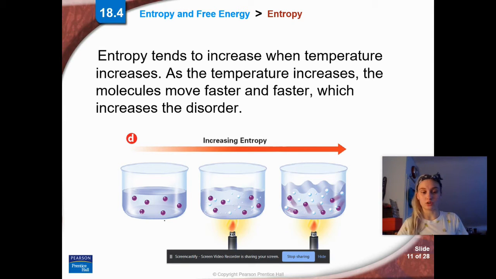So here we have just straight room temp water. It kind of has some disorder. As we heat it up, it has more disorder, and the particles are moving faster. They have more energy. And then here, the water is boiling, and we have a lot more energy here, and so we have a lot more disorder. And so the entropy is going to be the highest in this one.